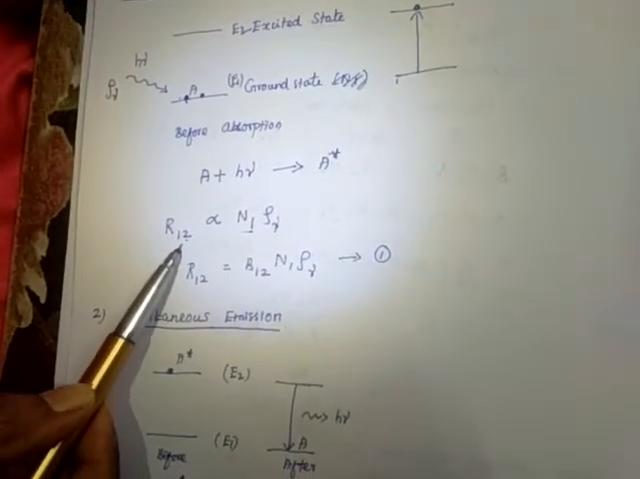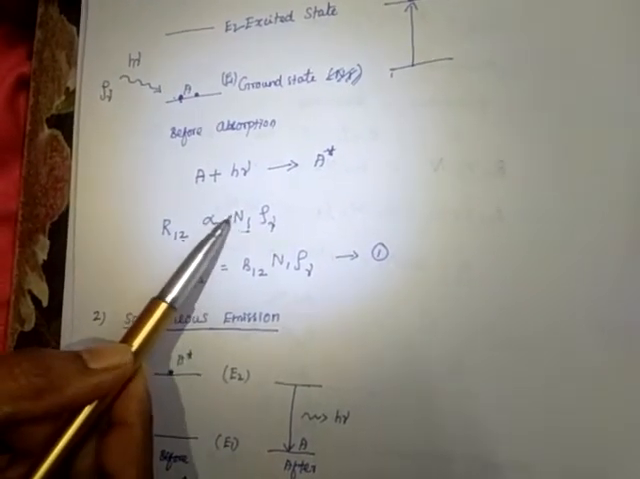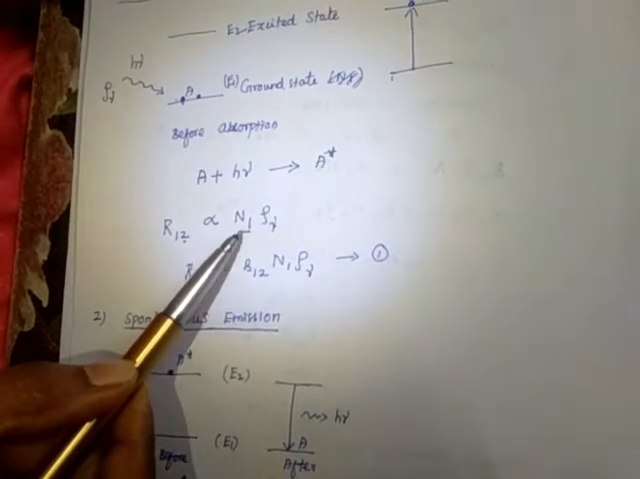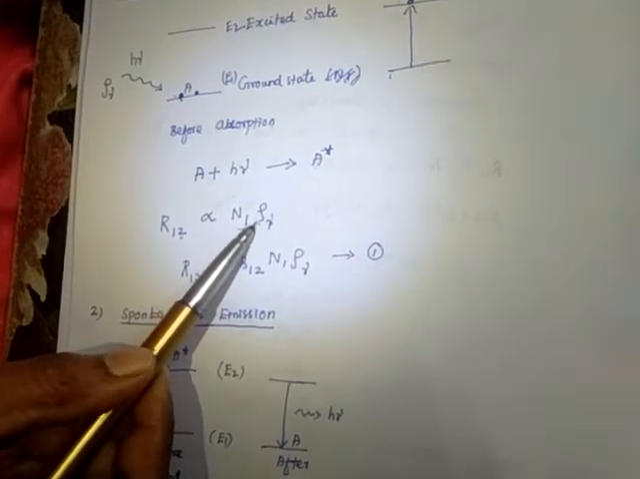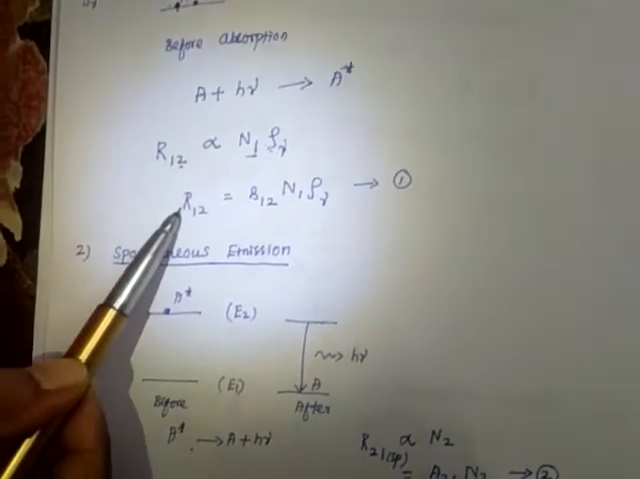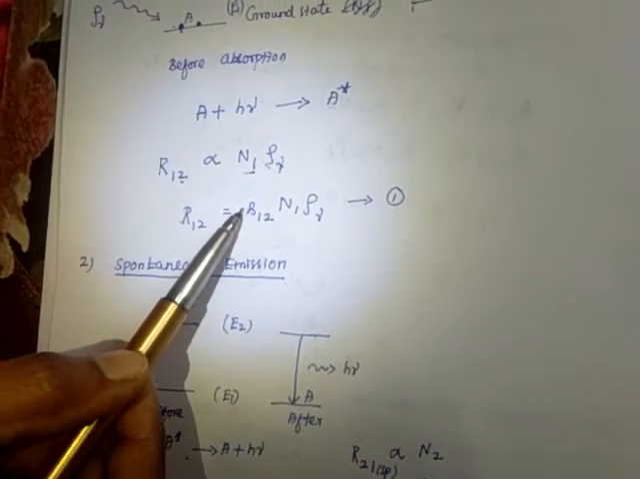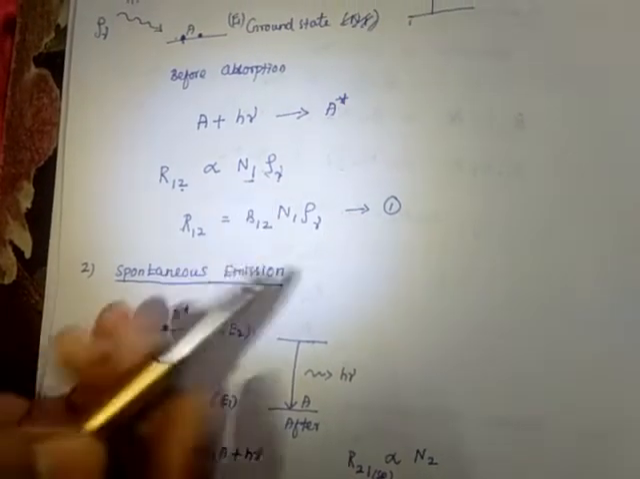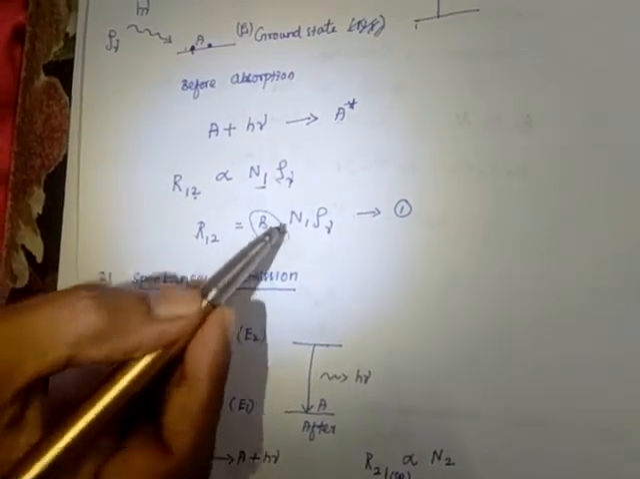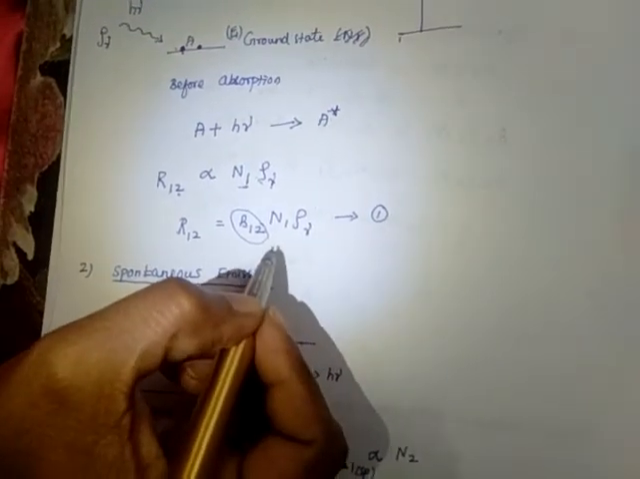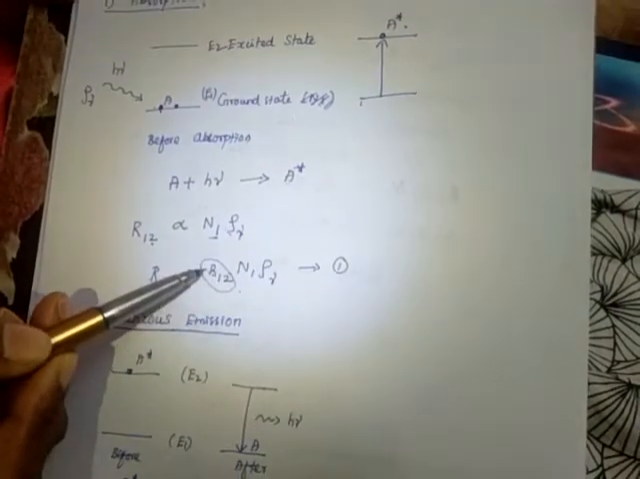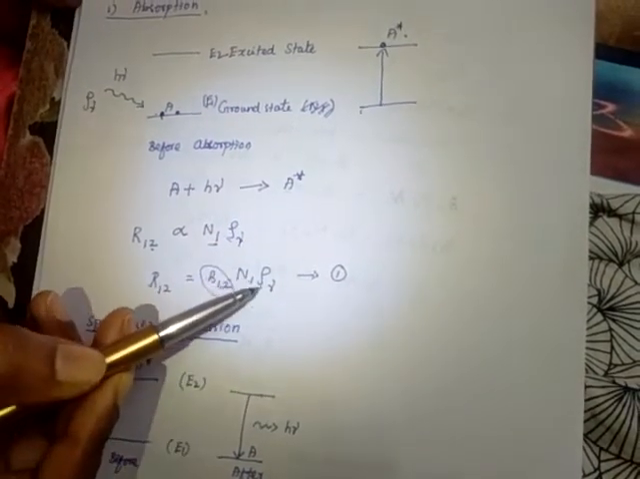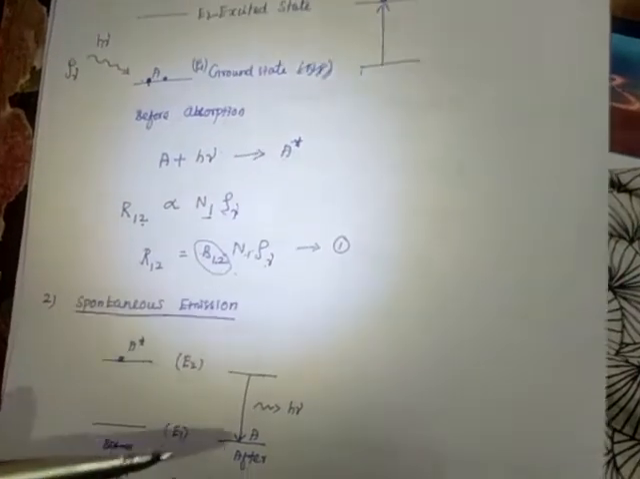The rate of absorption depends upon the number of atoms present in the ground state, and also the energy density of the incident radiation. So R12 is equal to B12, where B12 is the constant which represents the probability of absorption transition per unit time. So R12 equals B12 N1 rho suffix nu.